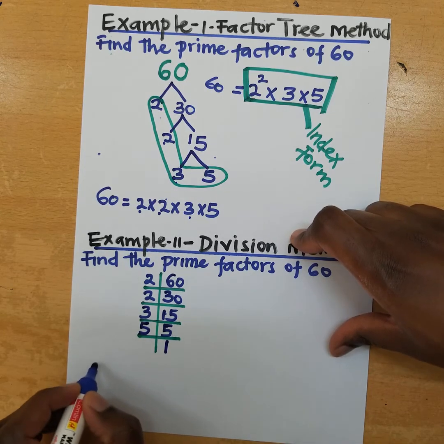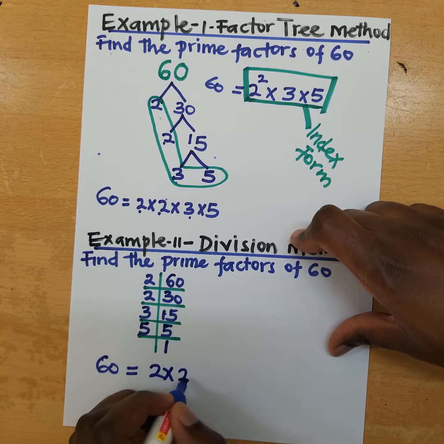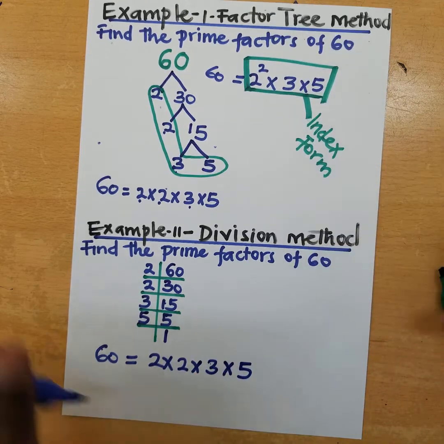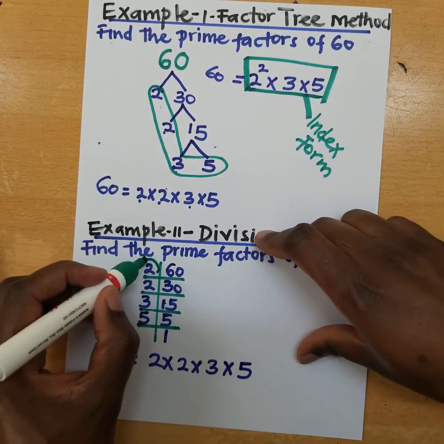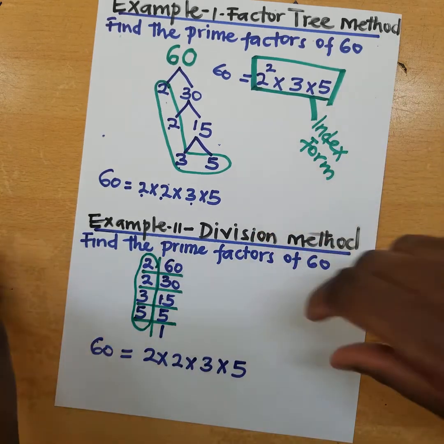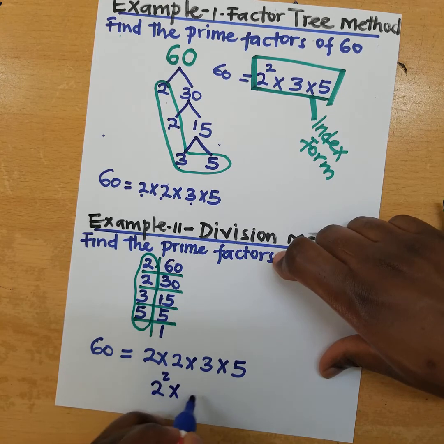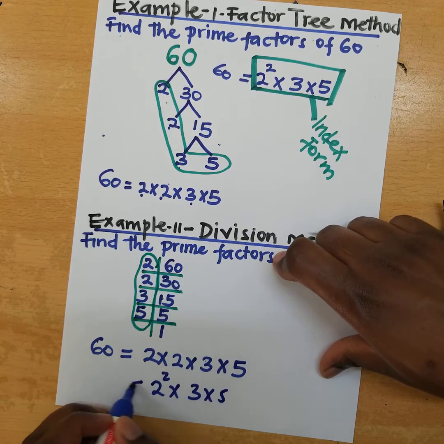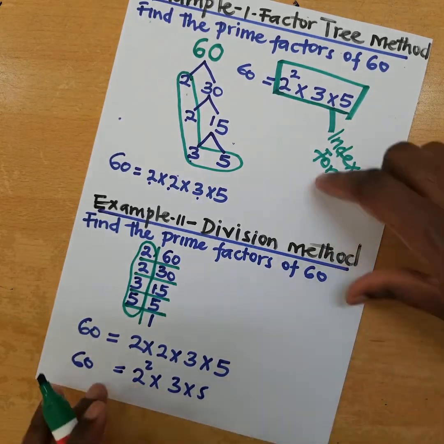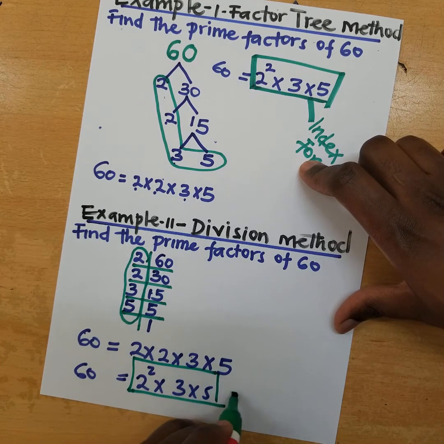So if I want to write 60 again, I'll say 60 is the same as 2 times 2 times 3 times 5, because I'll take all these numbers here and put them here. Remember that 2 times 2 is the same as 2 power 2, times 3 times 5. This should give you 60. Once I do this, it is the same as writing it in index form. So this is still index form.